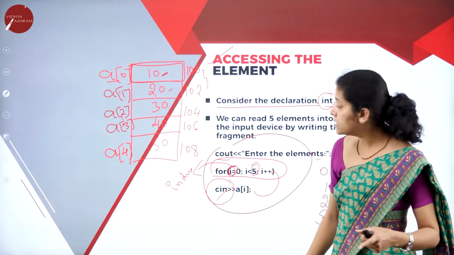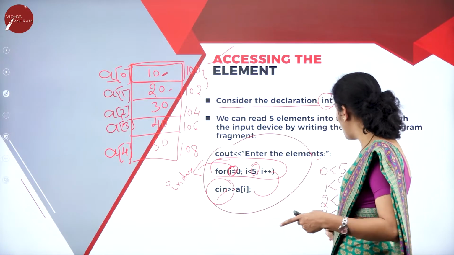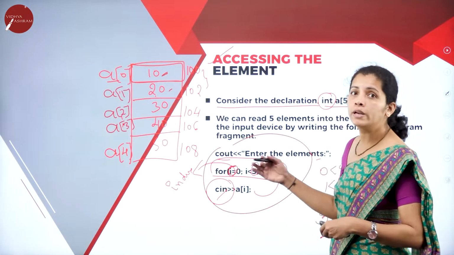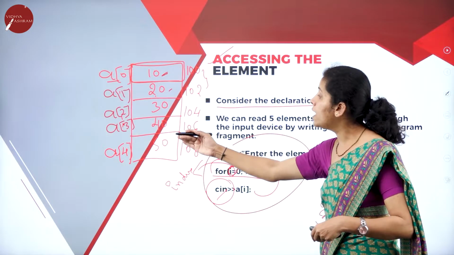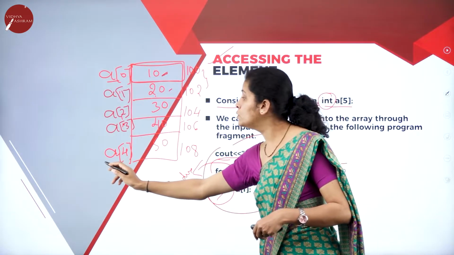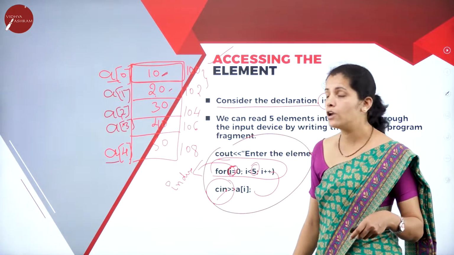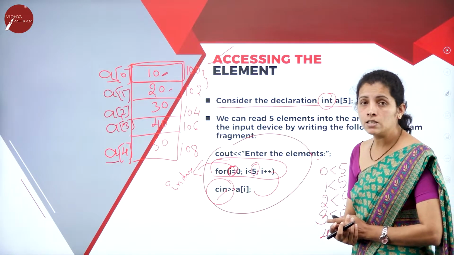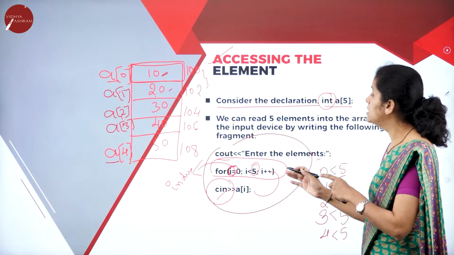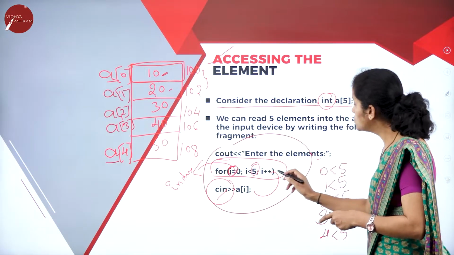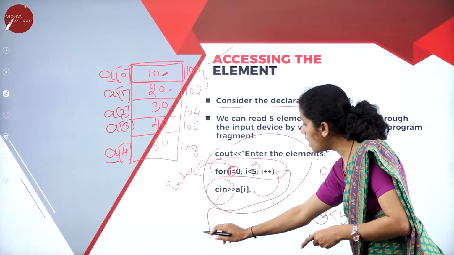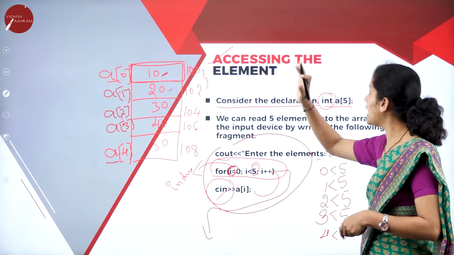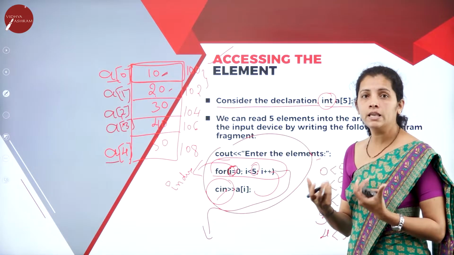Now I is incremented by 1. Now I is 4. 4 less than 5, true. I'm going to read the value 50 and store it at the location A of 4. And now I is incremented by 1. Now I is 5. 5 less than 5, the condition is false. So the control comes out from this block. This is the way I can access the elements from the keyboard.